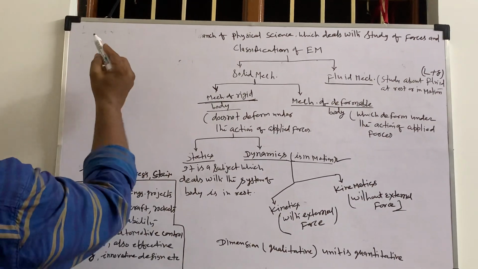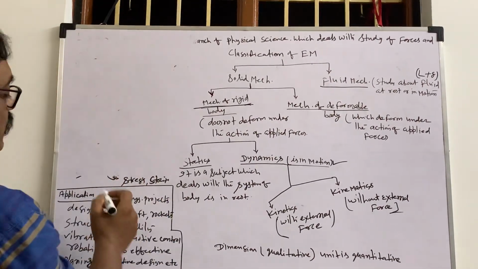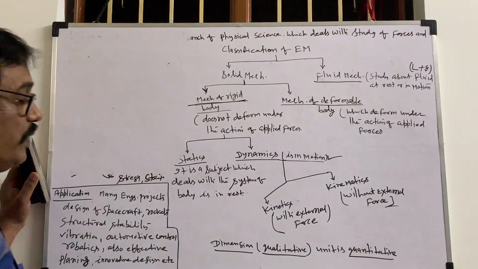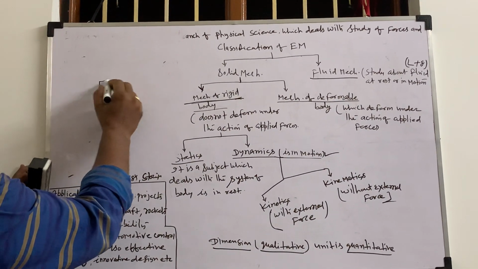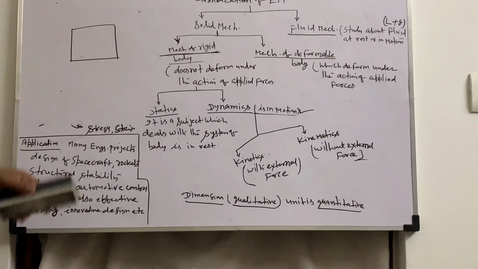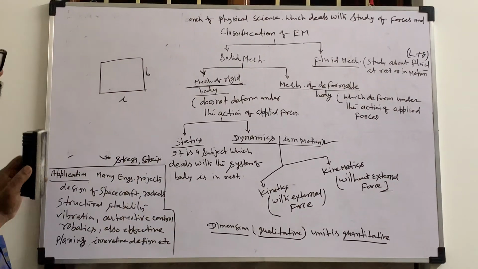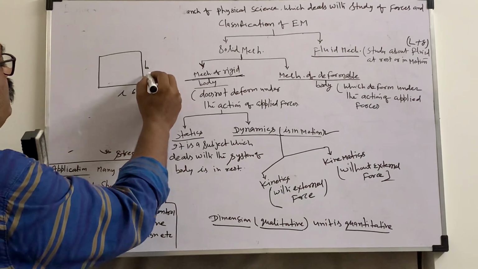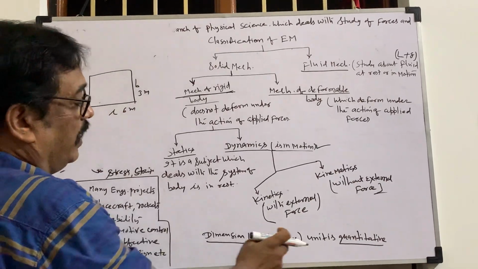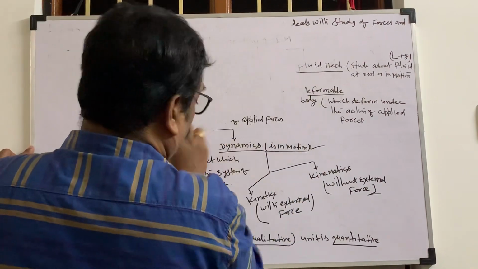So dimension is qualitative and unit is quantitative. What is the meaning of this? If you consider one room and you ask what is the dimension of this room, that means you are talking about the length and breadth. If units, that is 6 meter, this is 3 meter. That's called units. So that's why dimensions are qualitative and units are quantitative. So now we'll do the unit and dimension.